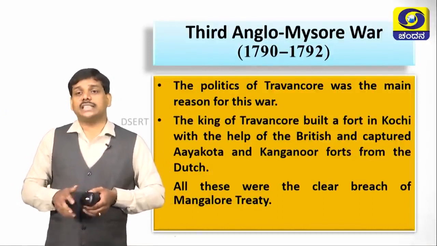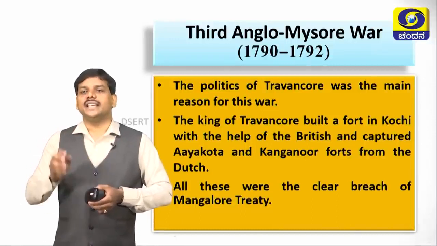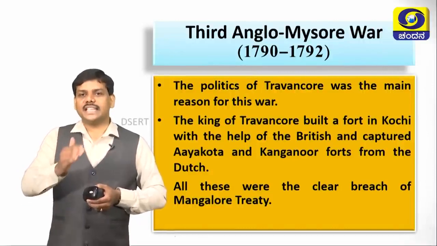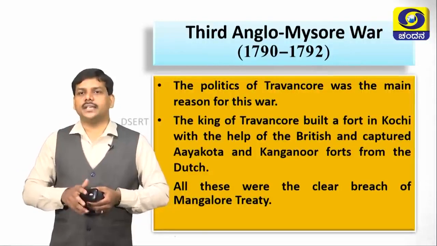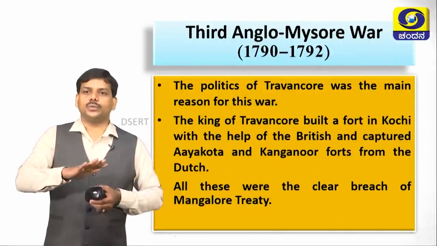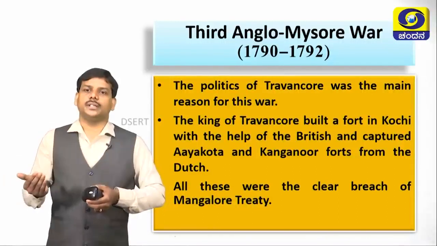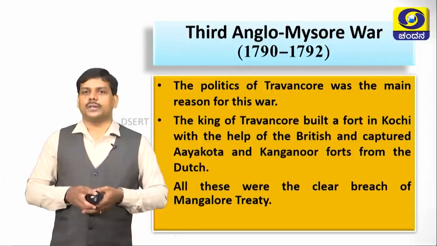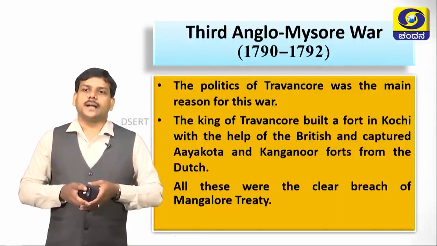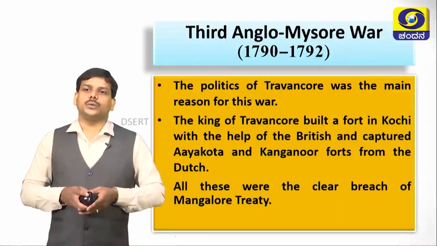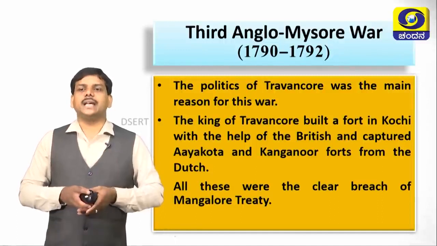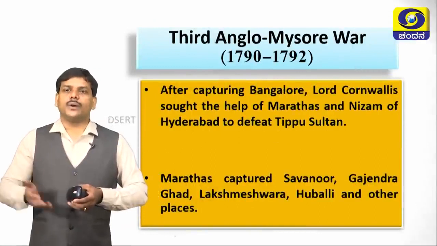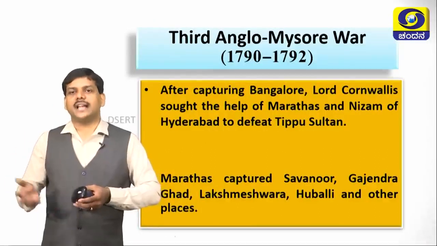But all these were a clear violation of the Treaty of Mangalore. The Treaty of Mangalore was signed in the year 1784. As per the treaty, neither the British, nor Tipu Sultan, nor the allies of the British were allowed to attack or build any kind of fort. But when the king of Travancore built a fort in Kochi, this was a clear breach of the Mangalore Treaty. That's why there was a war between Tipu Sultan and the British.